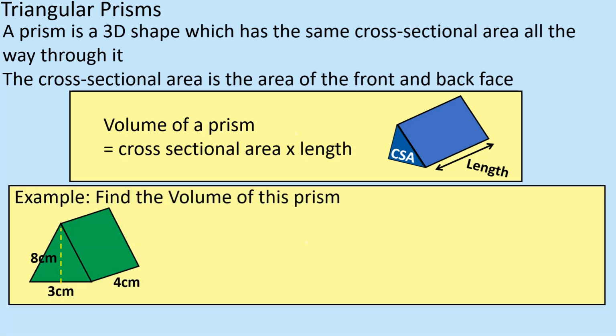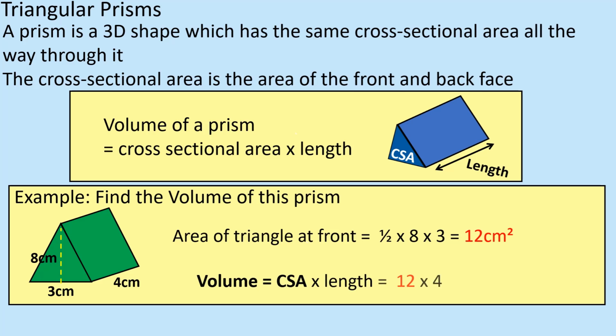All right, so find the volume of this particular prism. You need to know it's a prism, so you work out the area of the front bit, the area of a triangle. So 8 times 3 divided by 2. 8 times 3 is 24, divided by 2, so it's 12. That's the first bit. Then you times that by 4, which is 12 times 4, which is 48 centimetres cubed. It is as straightforward as that: the area of the front bit times its depth.